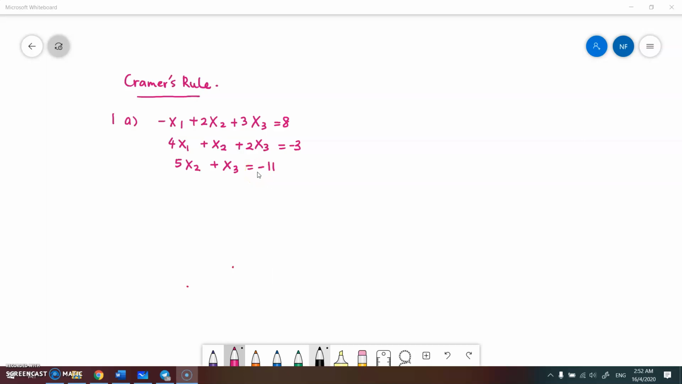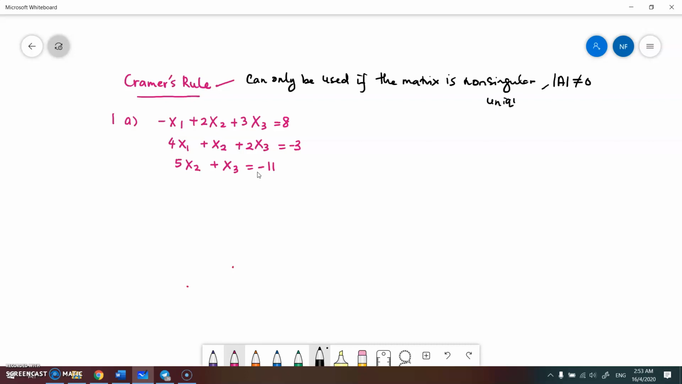Cramer's rule. Cramer's rule is another method to find the solution of a system of linear equations. But the only thing is that Cramer's rule only applies if the coefficient matrix is non-singular. It can only be used if the matrix is non-singular. What do you mean by non-singular? It means that the determinant is not equal to 0. So it must have a unique solution.